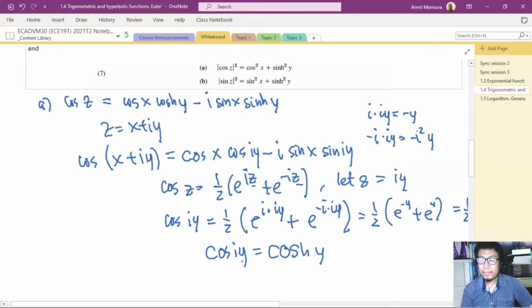Okay? But we have established that this one is equal to hyperbolic cosine of y, which is a real number. Then we can evaluate now this side if we replace this cosine of iy as hyperbolic cosine of y. Okay? Now we can do the same thing with sine of iy.